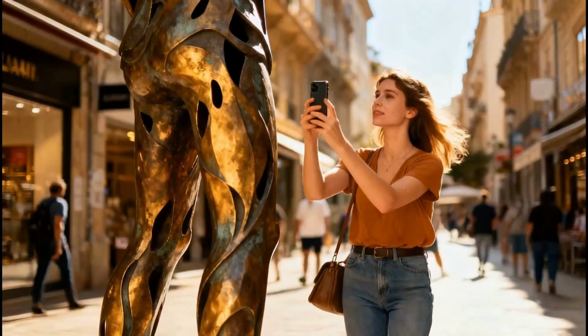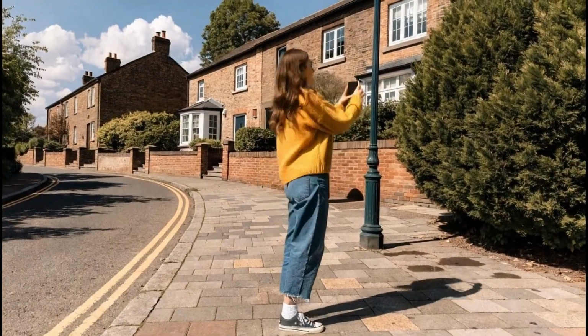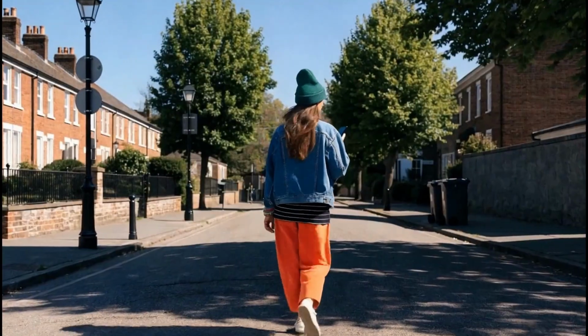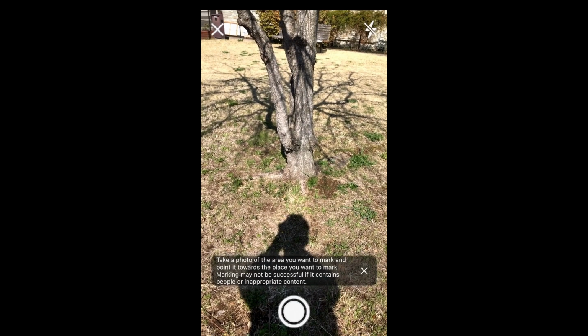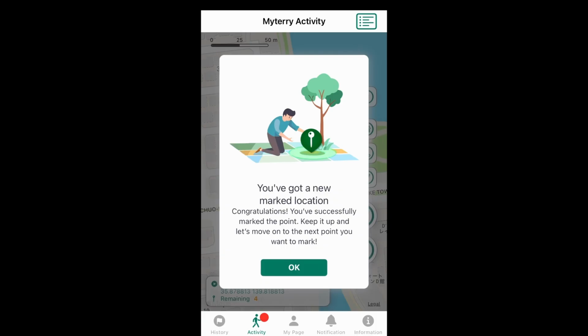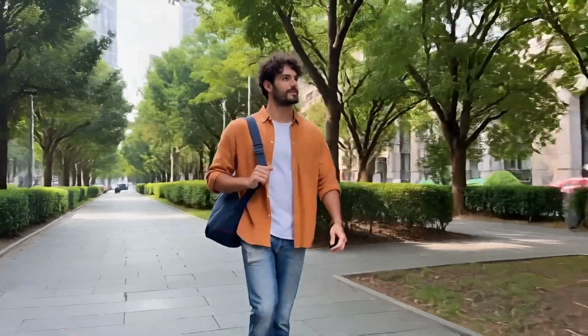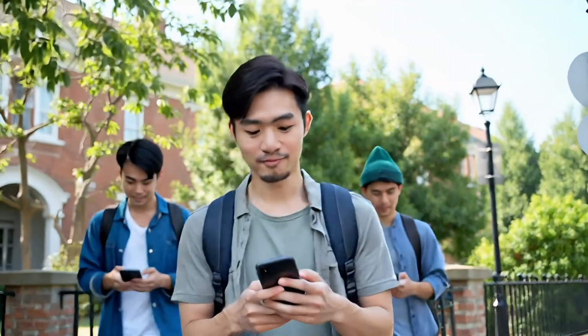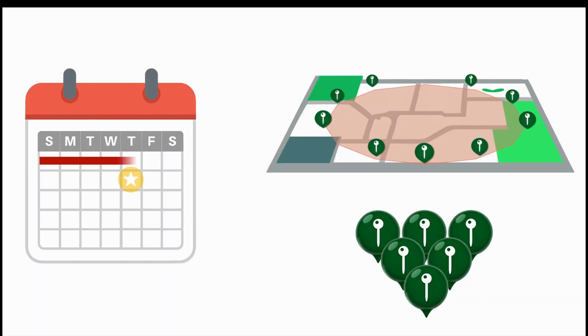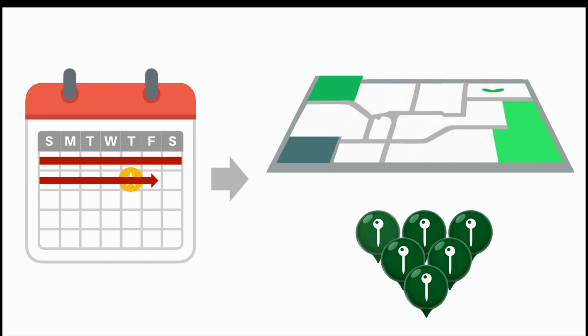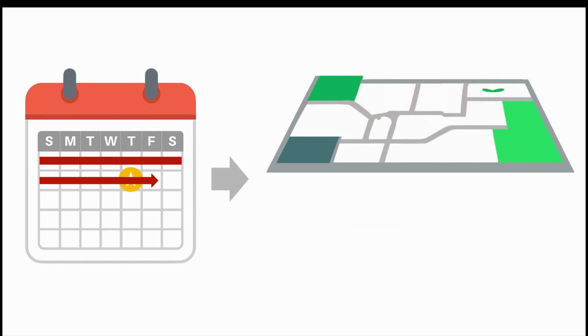In Myterry, it is not just about placing pins on a map. You actually go to the place, take a photo, and that is how your pin gets placed. We call this marking. Once you get a Myterry, you need to keep it with regular patrols. If the time limit expires, your Myterry will be lost, and so do the pins you used.